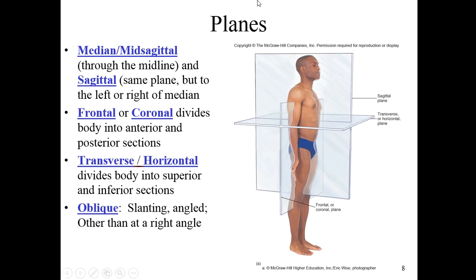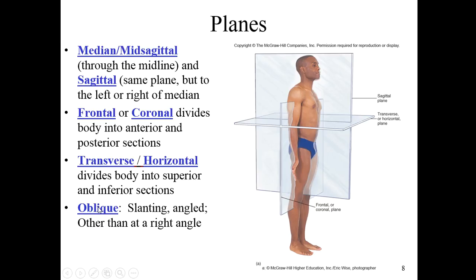Okay, now look at this one here. Look at this plane cutting this man into front and back, right? Cutting him into anterior and posterior sections. This is the frontal plane, sometimes called the coronal plane. Then we have the transverse or horizontal plane. So we know we live in a three-dimensional world, and so we have these three planes that run relative to the anatomical position.